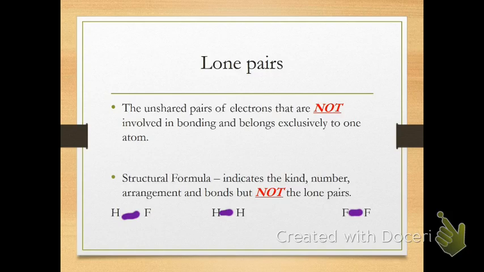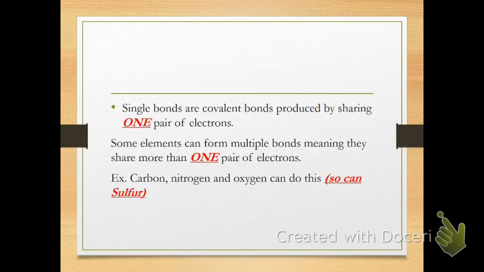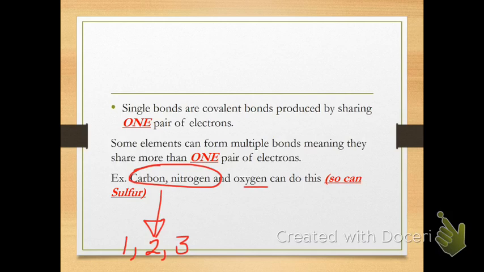All right, continuing forth. So single bonds are covalent bonds that are produced by sharing 1 pair of electrons. Okay? Well, some things have the ability to form what's called multiple bonds, and they can double and they can even triple bond, some of them. Okay? So, for example, carbon and nitrogen, they can single bond, they can double bond, and they can triple bond. And then sulfur got left out of your notes, oxygen and sulfur, they can double and single.